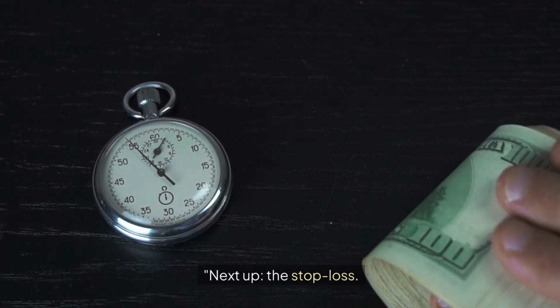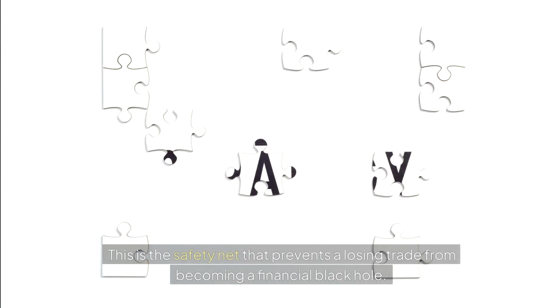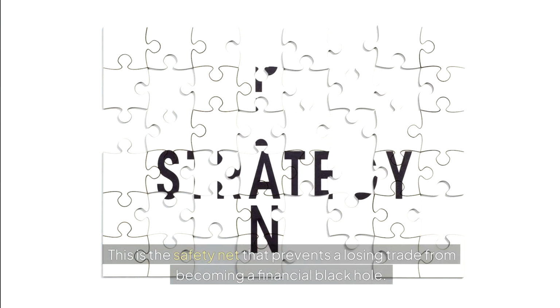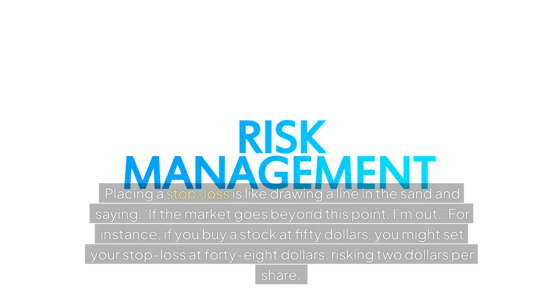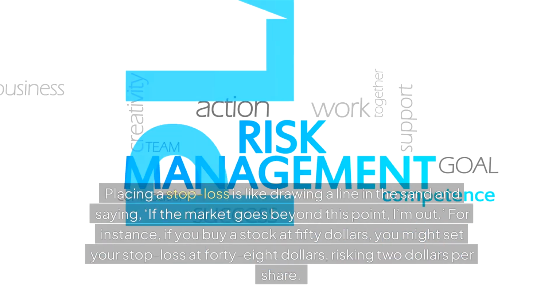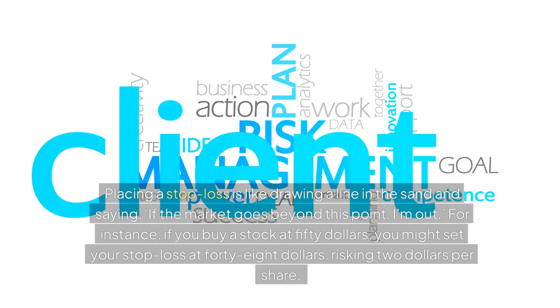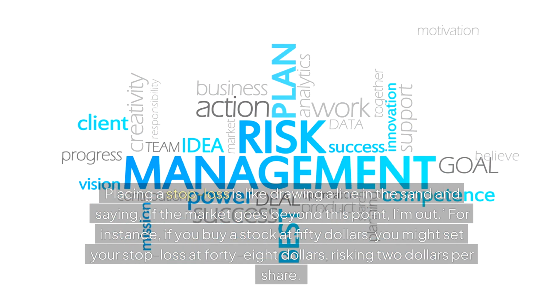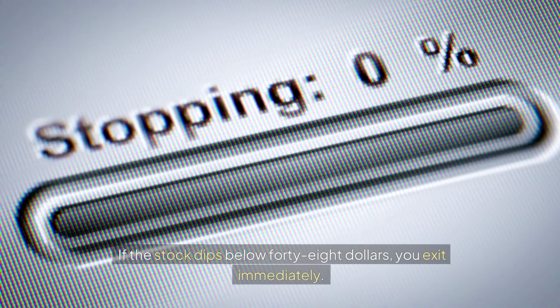Next up, the stop loss. This is the safety net that prevents a losing trade from becoming a financial black hole. Placing a stop loss is like drawing a line in the sand and saying, if the market goes beyond this point, I'm out. For instance, if you buy a stock at $50, you might set your stop loss at $48, risking $2 per share. If the stock dips below $48, you exit immediately.